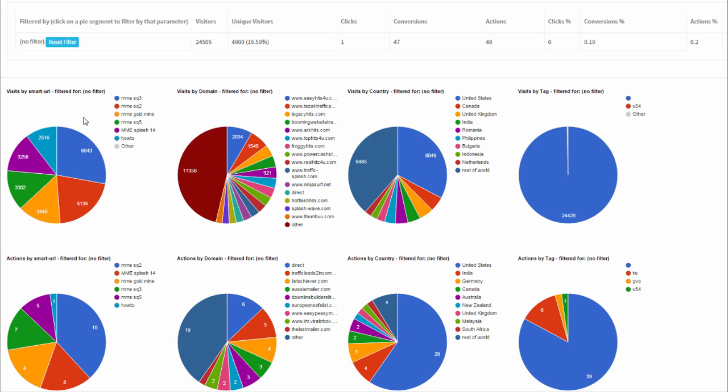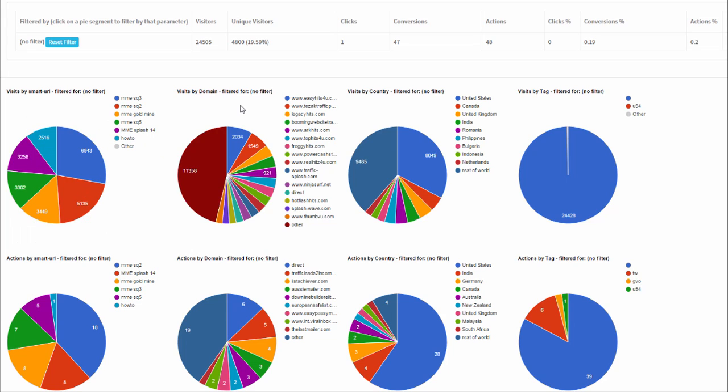So we're looking at an account that has about 7 or 8 SmartURLs, and in this first chart we see the total number of visits divided up between the various SmartURLs. So this account has had 6,843 hits to this SmartURL, and so on and so on.